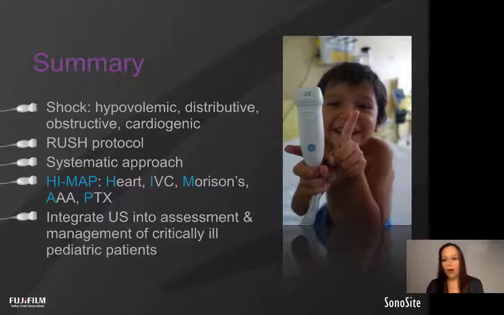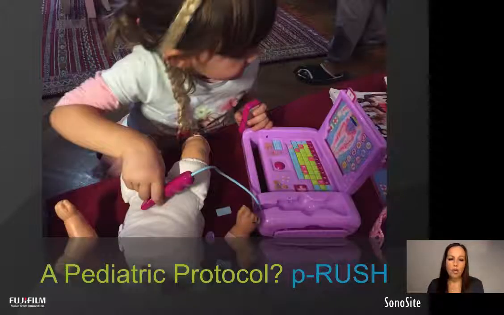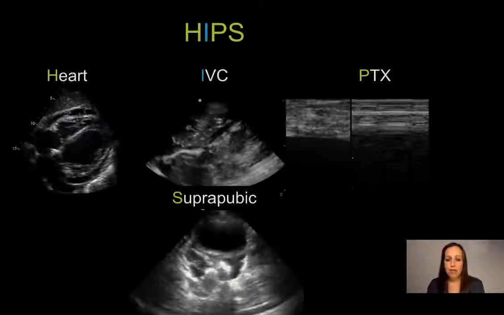Whatever you do, whatever protocol or approach you decide, it's really important to integrate this information with the physical examination and the patient's history into a clinically integrated approach. And hopefully we can actually see improved management of our patients in shock, particularly in the pediatric population. Now, how can we actually develop a RUSH protocol tailored to pediatric patients? In looking at the pathology that pediatric patients have, we can actually tailor this.